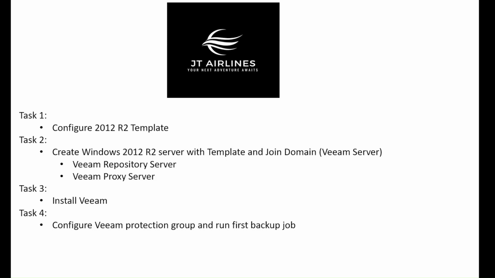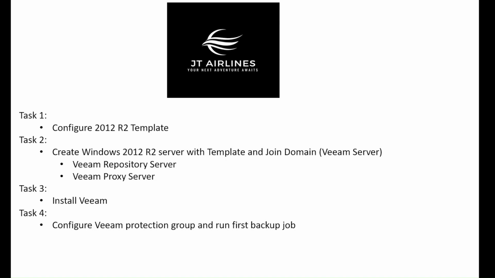Okay, so we're back with our 2012 R2 server. This was a template that's been cloned into Mel VBR. So it's part of task 2. The server's ready to go. We just need to give it a local administrator password, join it to the domain, give it a network address, and so forth. And we'll go ahead and install Veeam.